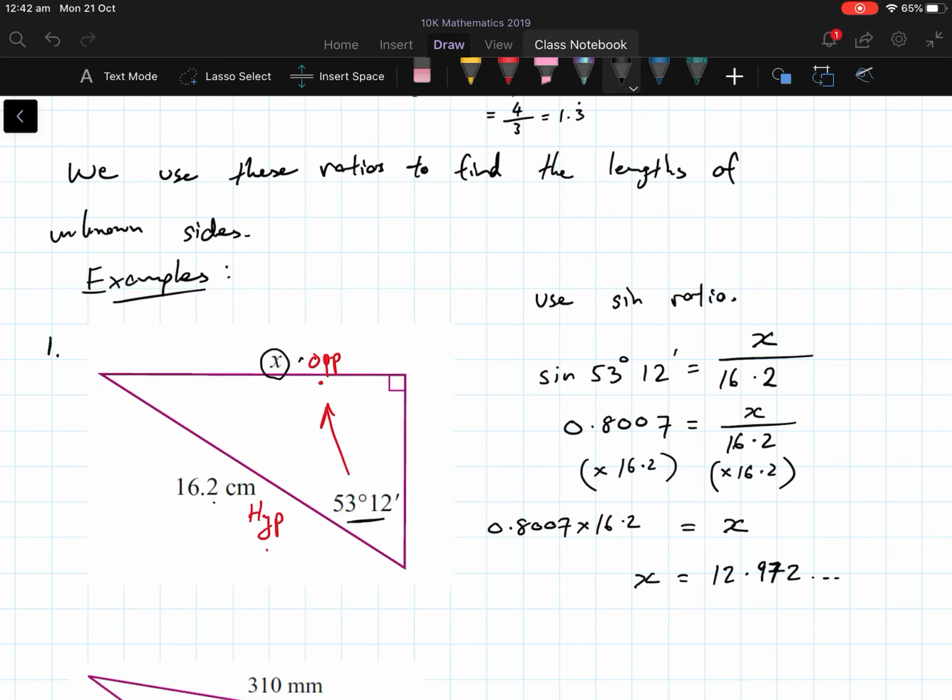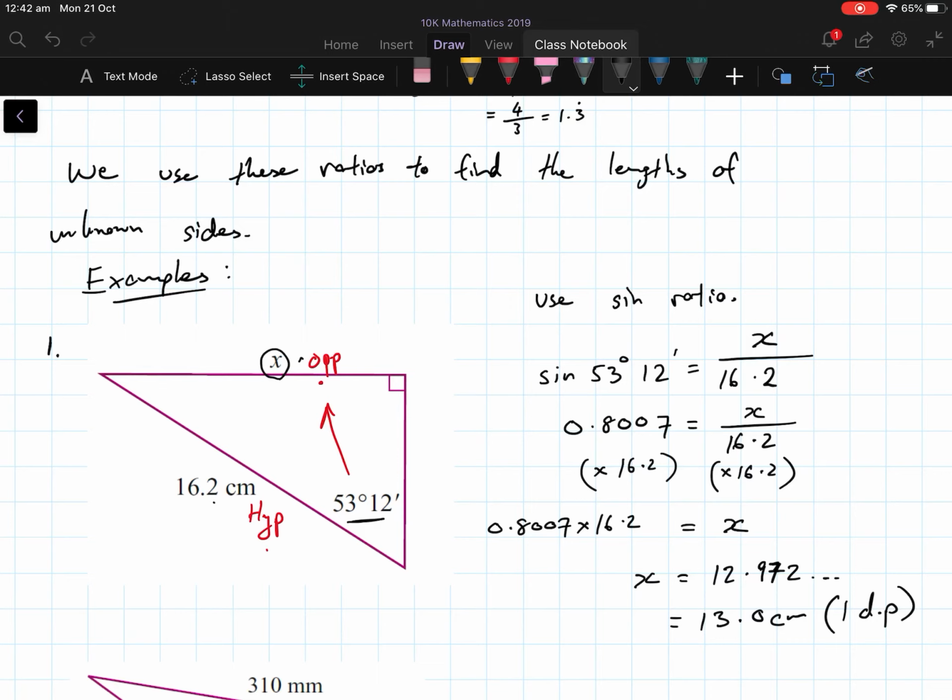Always good to write to a few decimal places, which is equal to 13.0 centimeters, and that's to one decimal place. You notice how I've written it to a few decimal places, so I see the answer from the calculator and then I do the rounding.